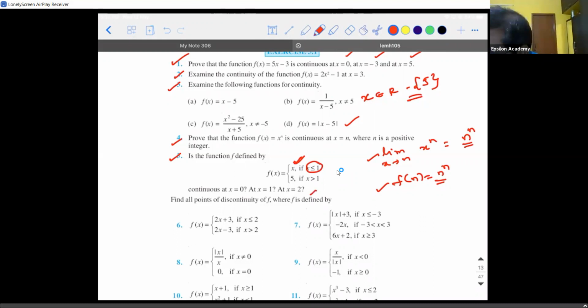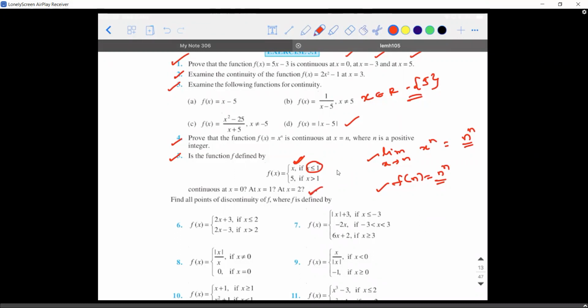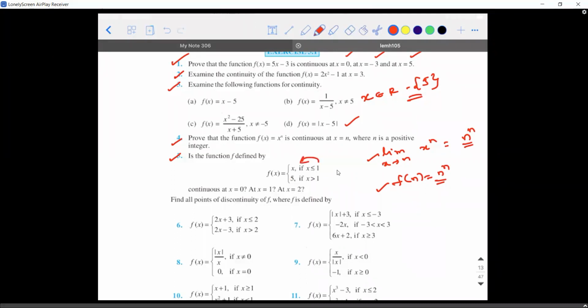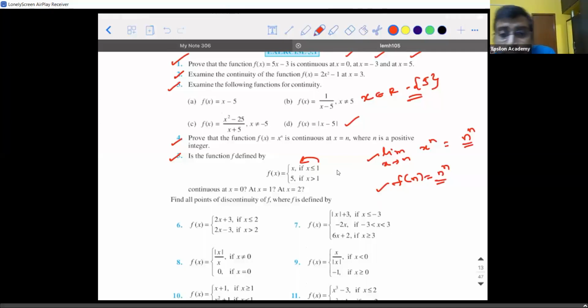At x is equal to 2, what function will you take? 5. So left limit and right limit is 5 only. At x is equal to 1, what is going to happen? Left it will be x and right it will be 5, and the function value will be 1. So it is a right discontinuous function or a left continuous function. Very good.